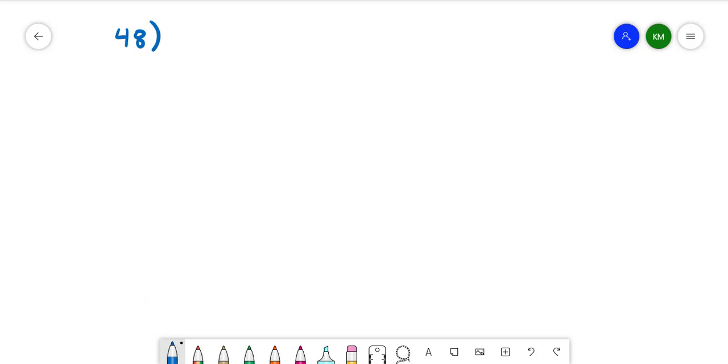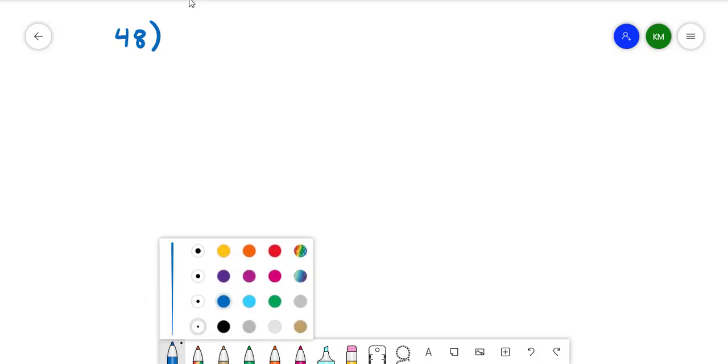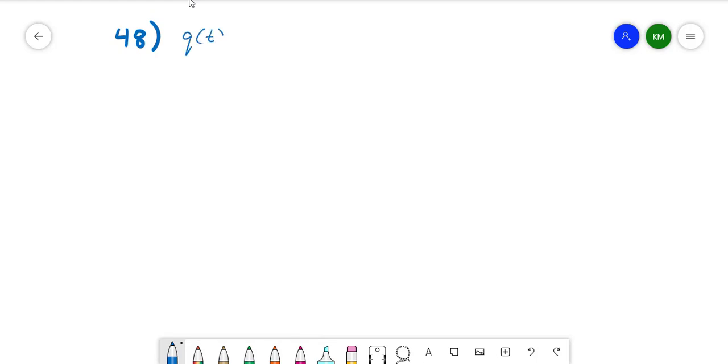And our function is q of t equals 2t squared plus 3 over t squared. And we have three different parts. Part A says find q of 2. Now this is just a function notation question. It's basically saying take the 2, whatever you see here, and plug it in for every t. That'll go here and here.